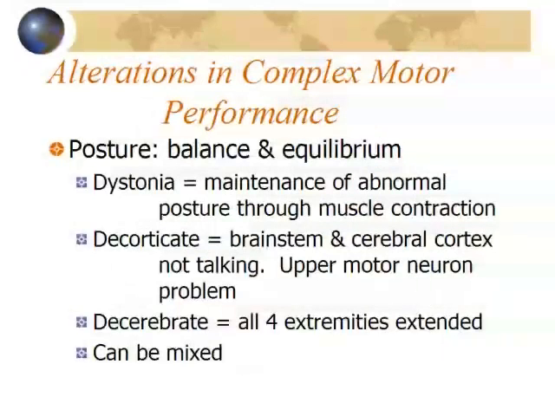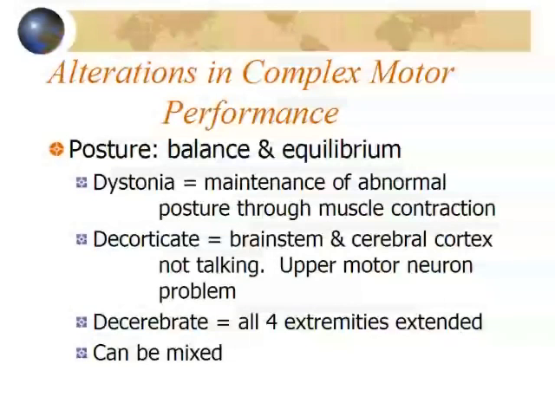Alterations in your complex motor performance. This is your posture, because posture takes into account balance and equilibrium. Dystonia is maintenance of an abnormal posture through muscle contractions. Decorticate is where your brainstem and your cerebral cortex are not talking. This is an upper motor neuron problem, and you'll have extension of the feet and the hands that they turn out. I'll show you a picture in just a second.